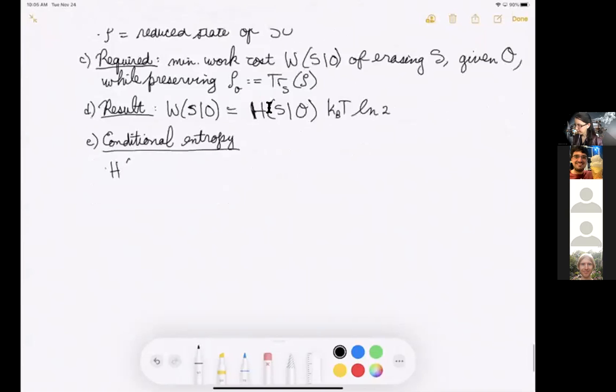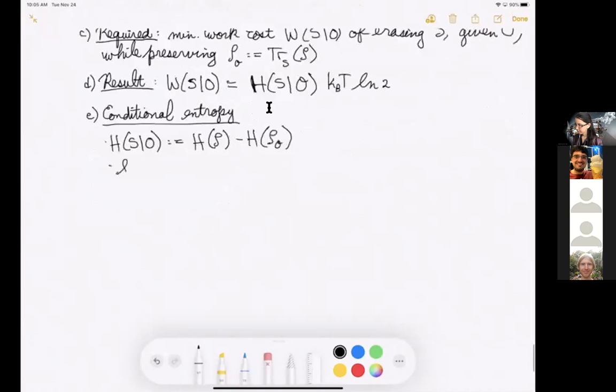So it's defined as the entropy of the joint state rho minus the entropy of the reduced state of O. And this signifies our uncertainty about S, given that we know O.